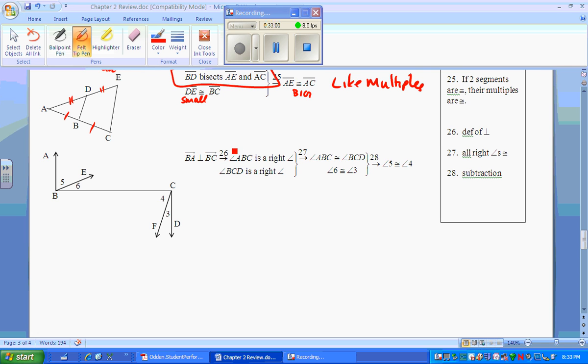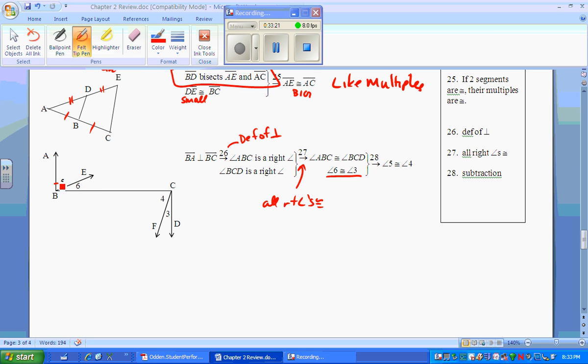26. AB is perpendicular to BC. Well, if perpendicular, this is the definition of perpendicular, which causes a right angle. Right angle and right angle, so 27 is all right angles are congruent because they're both right. That gives you this. This statement was given, so what are we doing?